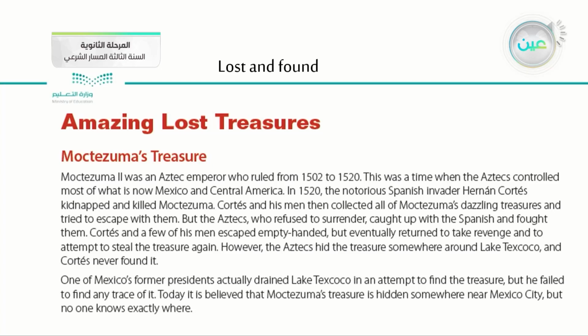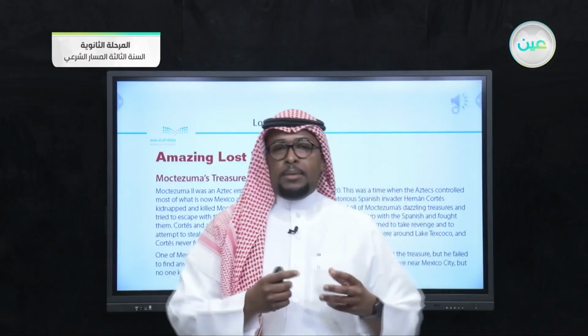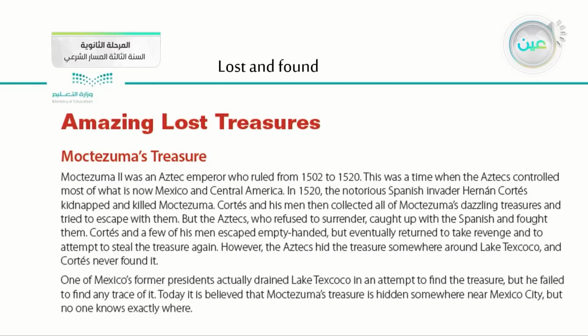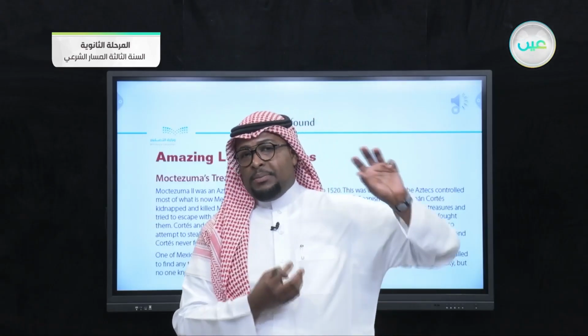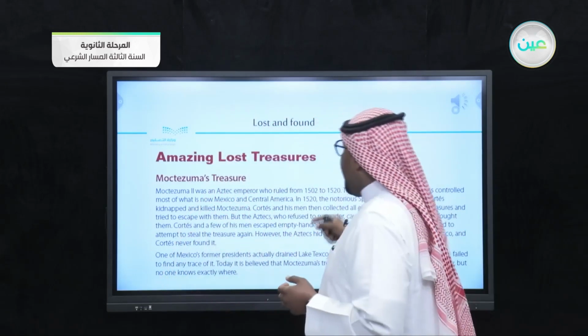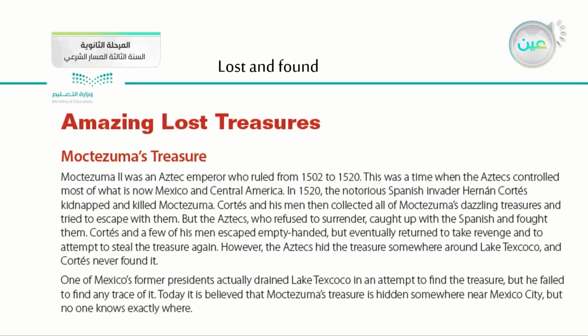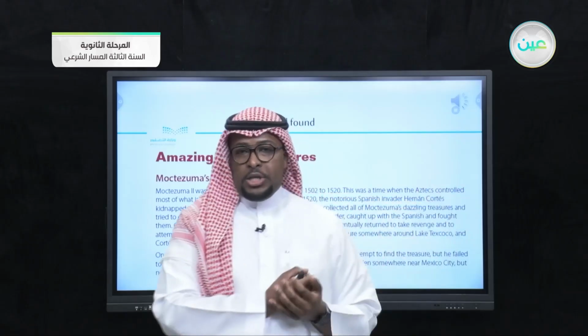Okay, guys, after we listen to this audio, we would like to discuss some of the information in here. This audio is talking about what we call Moctezuma's treasure. A treasure is something expensive, something valuable. No one knows where that place is. And of course, here we have Moctezuma the second, who was the Aztec emperor.